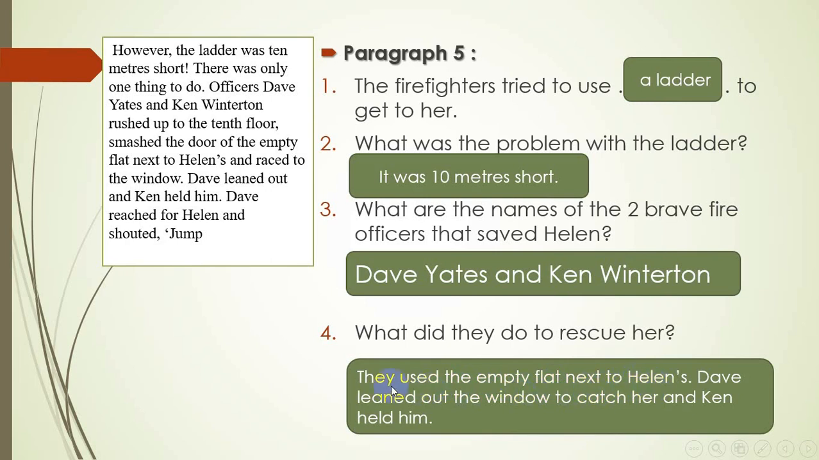This is an important structure. هذه صيغة مهمة جدا في صياغة الإجابة. They used the empty flat next to Helen's. Dave leaned out أي انحنى إلى الخارج out the window إلى خارج النافذة to catch her ليلتقطها and Ken held him أمسك به Ken. This is an important sample answer. هذه إجابة نموذجية هامة.